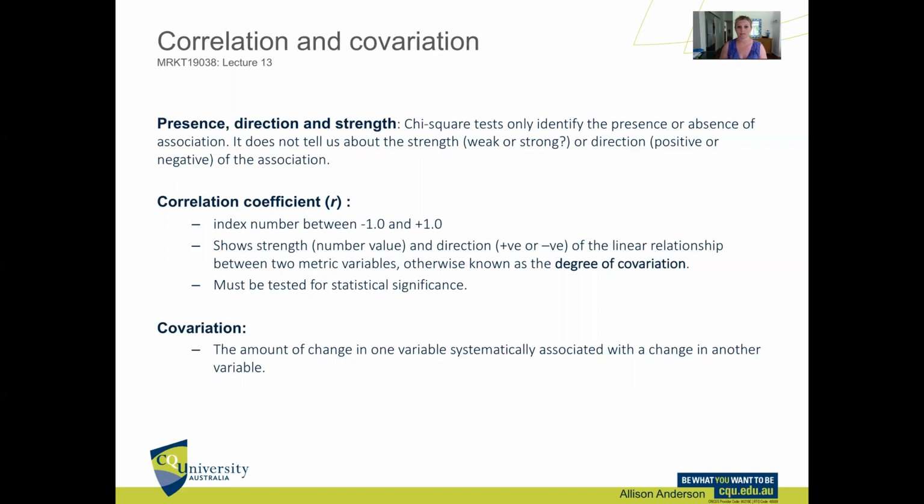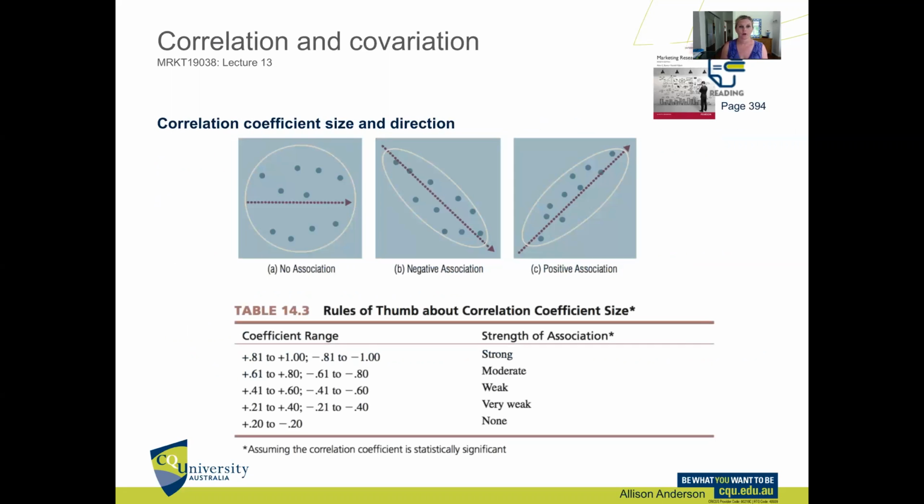It also must be tested for statistical significance. So covariation is the amount of change in one variable systematically associated with a change in another variable. So the correlation coefficient, size and direction.